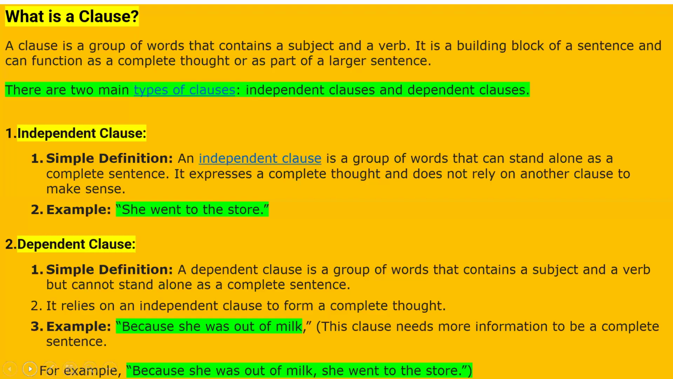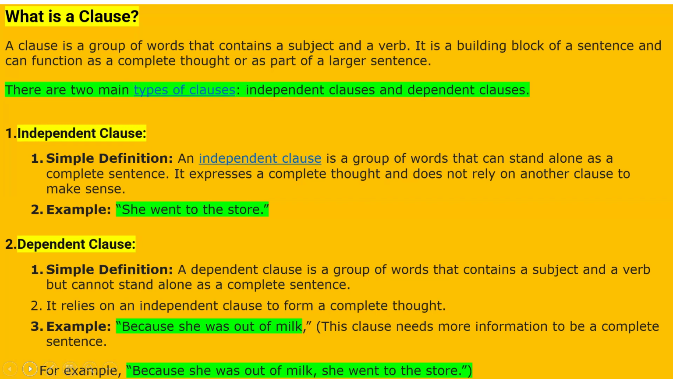So clauses are of two main types, independent and dependent. An independent clause is a group of words that can stand alone. What does it mean? It is used in simple sentences, like I am going. It is giving meaning. I am going. So it can stand alone. The sentence is giving complete meaning. It is helpful in expressing a complete thought, and it does not depend on any other clause to give its meaning, to make sense.